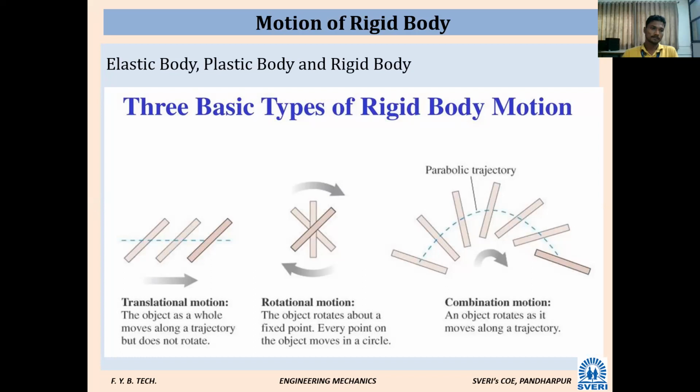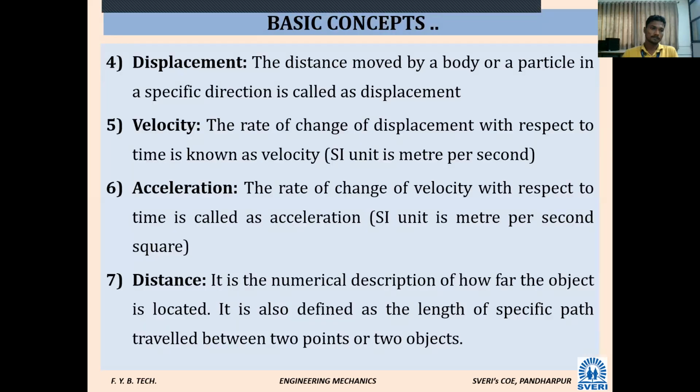There is some internet issue. Which thing are you observing on the screen? Three basic types of rigid body motions. That motions we are going to see further. Before that, we have to cover. My slide is not changing. Just wait. There is some internet issue, I think. Okay, I think it is changed.